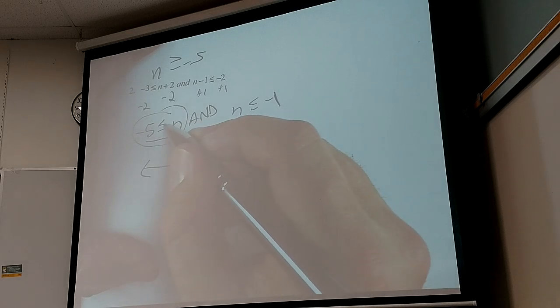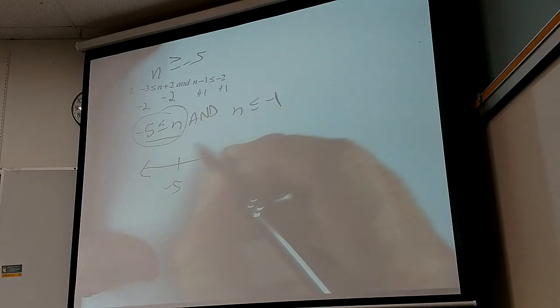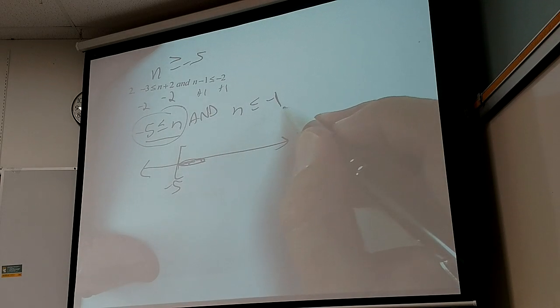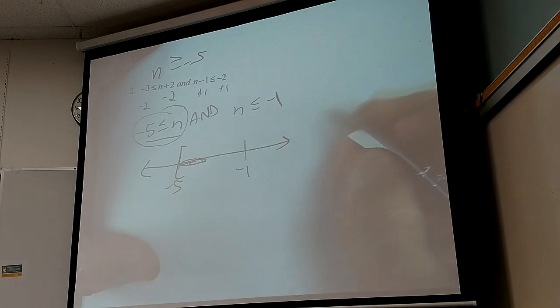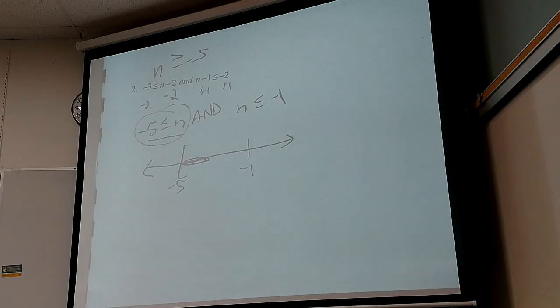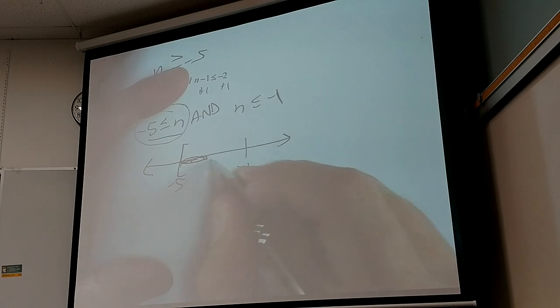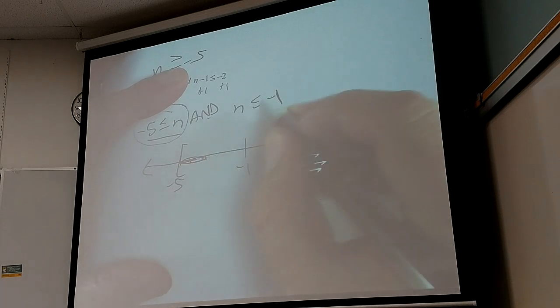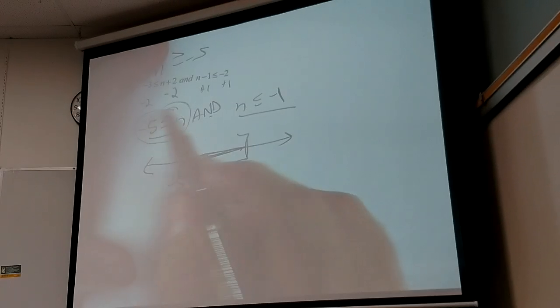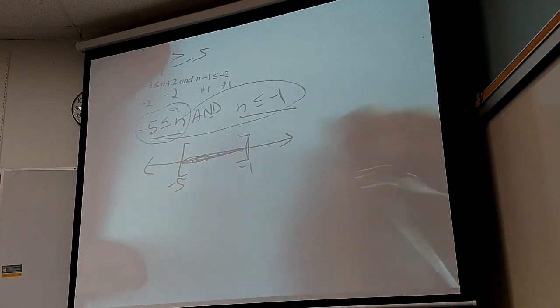So n greater than or equal to negative 5. Here's negative 5. It's got to be greater than or equal to that, but it also has to be less than or equal to negative 1. See how that naturally leads to the sandwich idea? It's got to be greater than this, but can it go forever up? No, because it's also got to be less than that. So what's a better way?